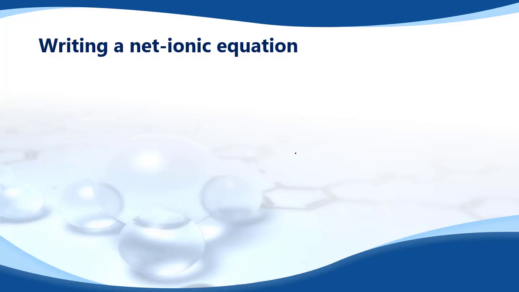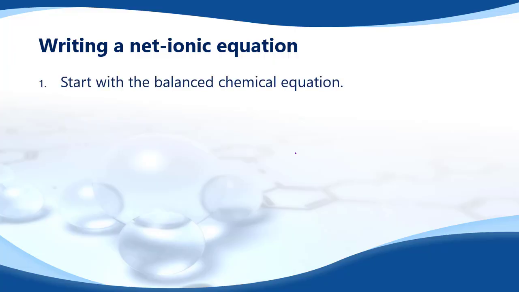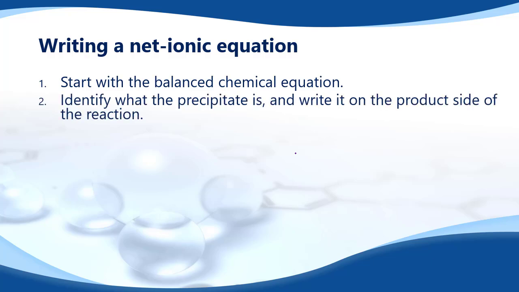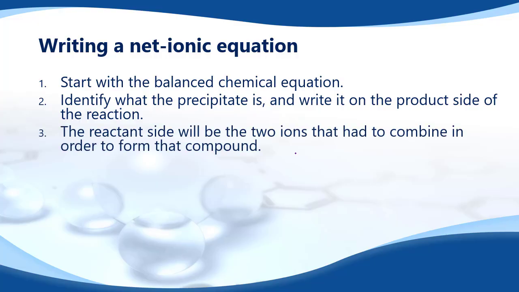So here's how we go about writing a net ionic, and this is going to be the easy way of doing it. First thing we're going to do is start off with a balanced molecular equation just like we've been using all year. Then we're going to figure out what our precipitate is. The precipitate is going to be our product, and we're just going to write it on the product side. After that, we're going to figure out which ions created that precipitate, and those are going to be our reactants.